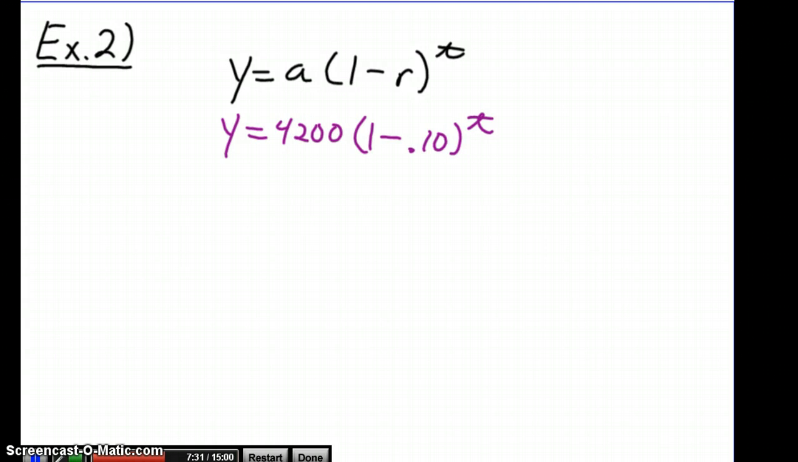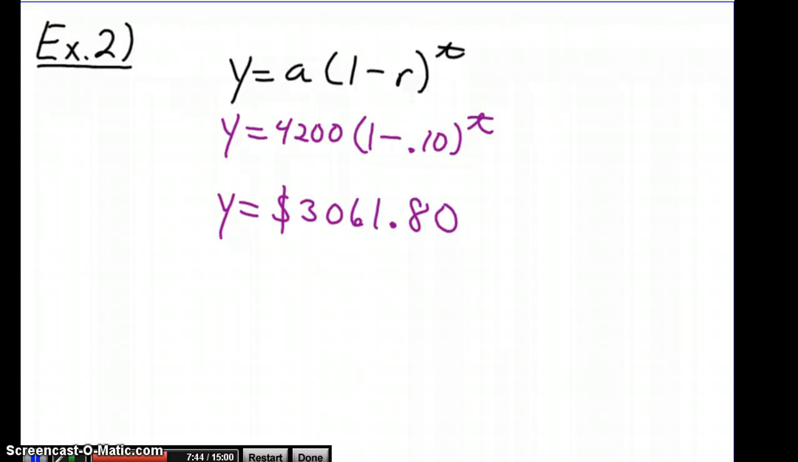Now, they ask this. Estimate the value after 3 years. So what are you going to do? Put 3 in for the t, and that's what you're going to see up here. You're putting 3 in for t, and then figure out what it's going to equal. See if you get what I get on the board.